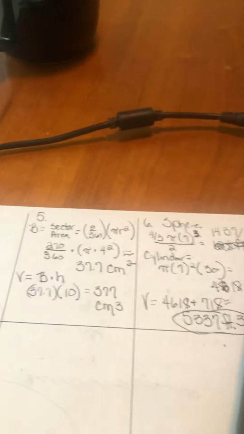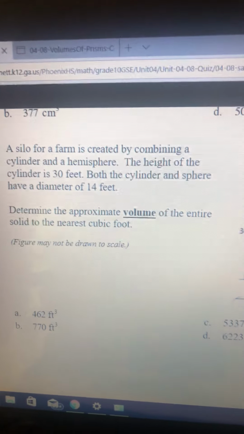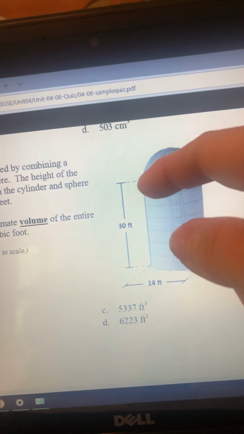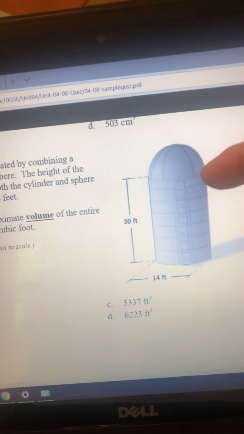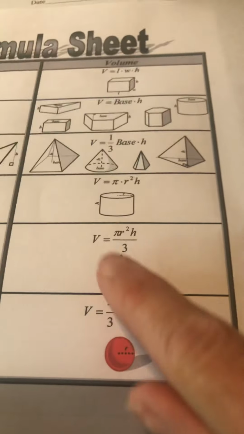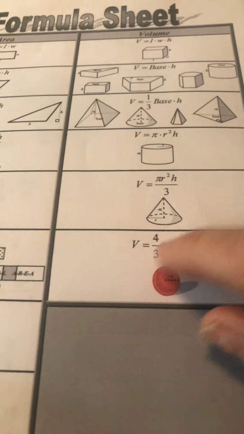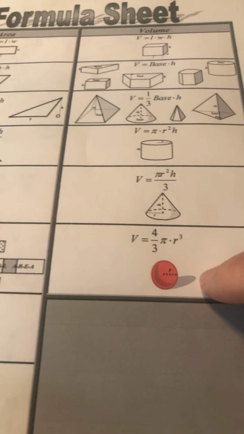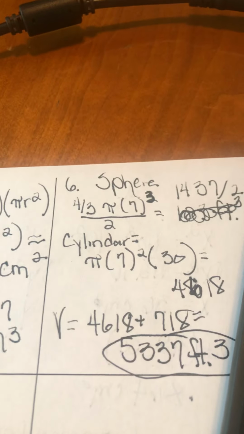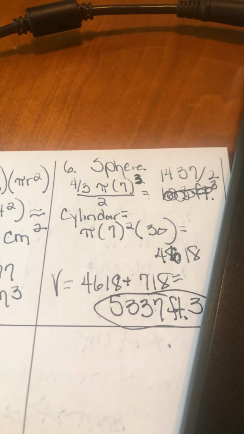And then number 6, we had to find the volume of our silo, given that here we have a diameter of 14 and a height of 30. So first I found the volume of this sphere. Now don't forget, this is only half of a sphere, so I used my formula, which is right here on your formula sheet. Volume is equal to 4/3 pi r cubed. I also divided it by 2 because I'm only finding half of it, and that came out to equal 1437 divided by 2, or 718.